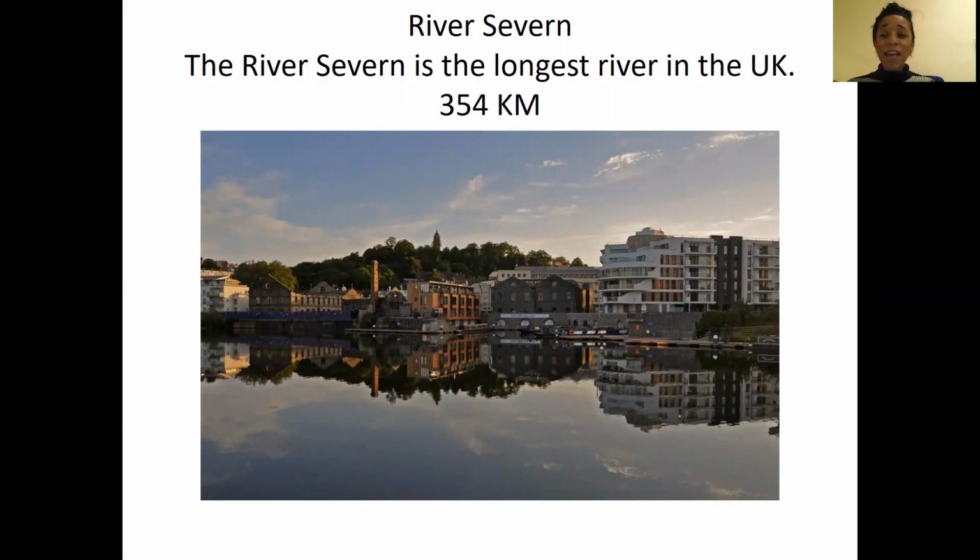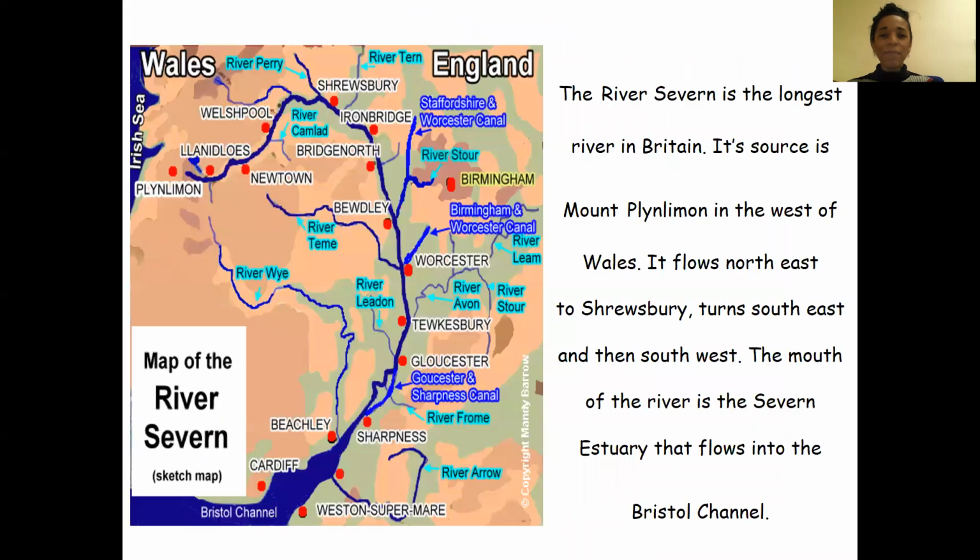Well done. Let's find out some more about this amazing river. And while I'm reading, you can write down maybe 2 or 3 other facts about the River Severn. I'm going to show you 2 slides. Now, the River Severn, we've already discovered, is the longest river in Britain. Its source is in Mount Plynimon in the west of Wales. Can you see that on the map there? It flows northeast to Shrewsbury. You can see Shrewsbury at the top. It turns southeast and then southwest. The mouth of the river is the Severn Estuary that flows into the Bristol Channel.